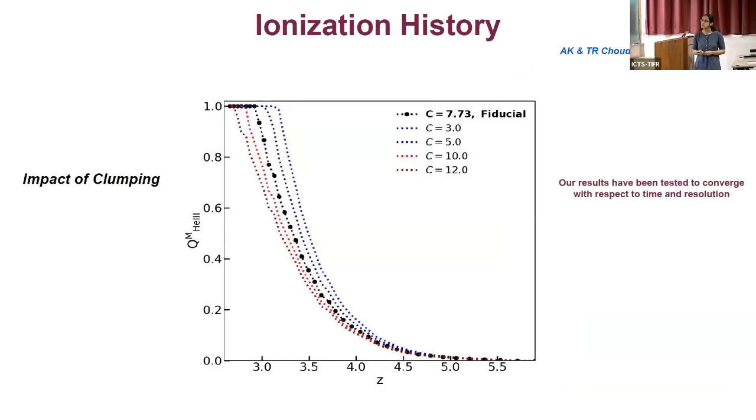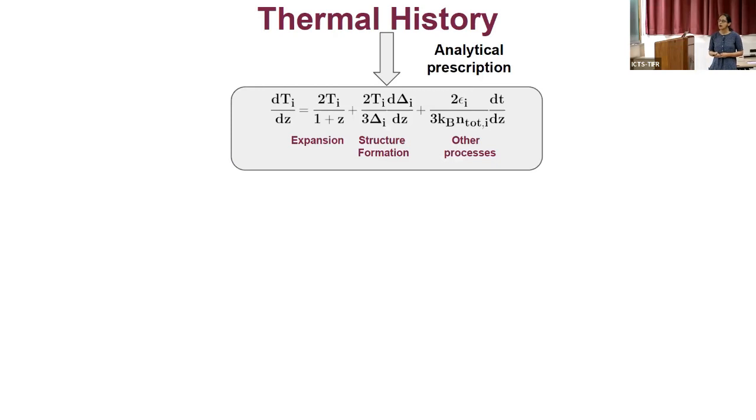So with this, this is our ionization history. This black dot is what we are calling our fiducial model, which will be clearer later on. For higher clumping factors, ionization would be delayed, as is seen here. And these blue lines are for lower clumping factors. So if the clumping factor is lower, then ionization is faster. We have tested our results, and they converge with respect to time and spatial resolution. After ionization, next is thermal history.